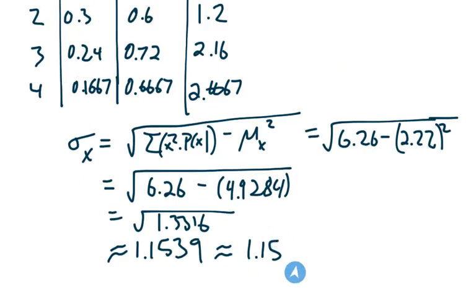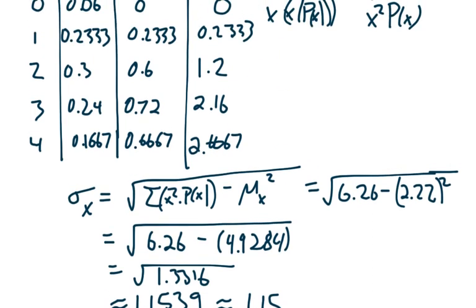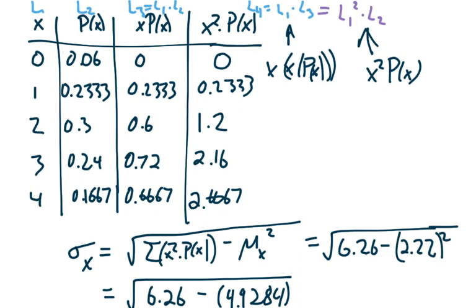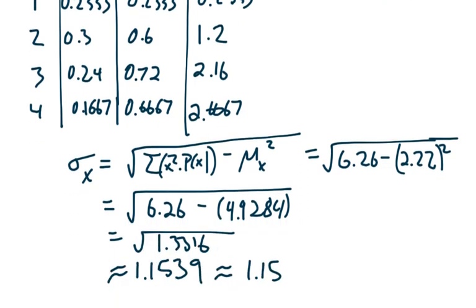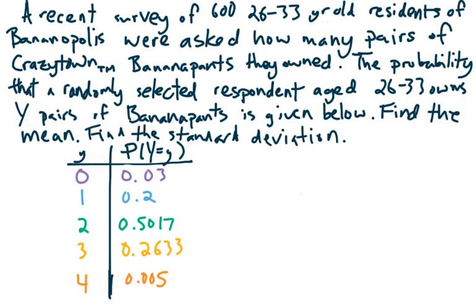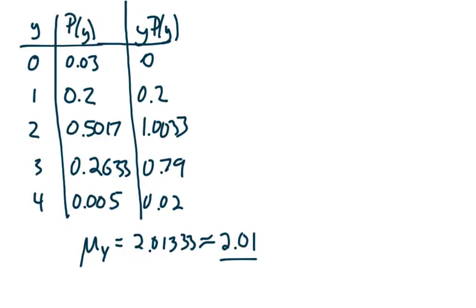What does this mean here? This standard deviation, like before, is a measure of how spread out the data are. So that's to say that on average, the number of pairs of Crazy Town banana pants that a resident aged 18 to 25 owns is, on average, 1.15 pairs away from the mean. Your mission, should you choose to accept it, is to find the standard deviation of the second age group. So given what we had before, find sigma sub y.